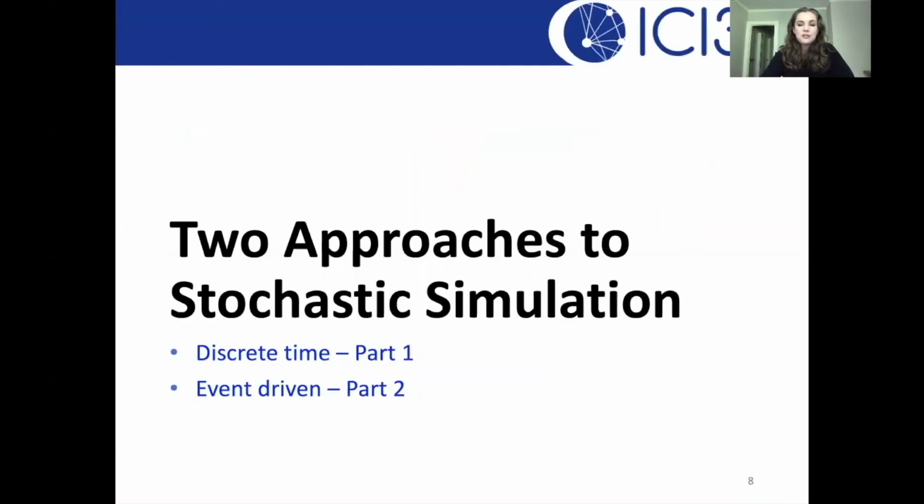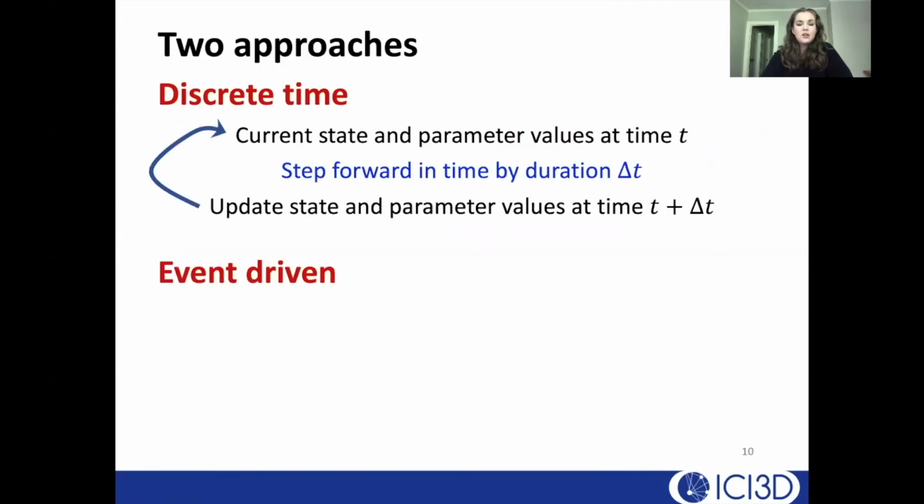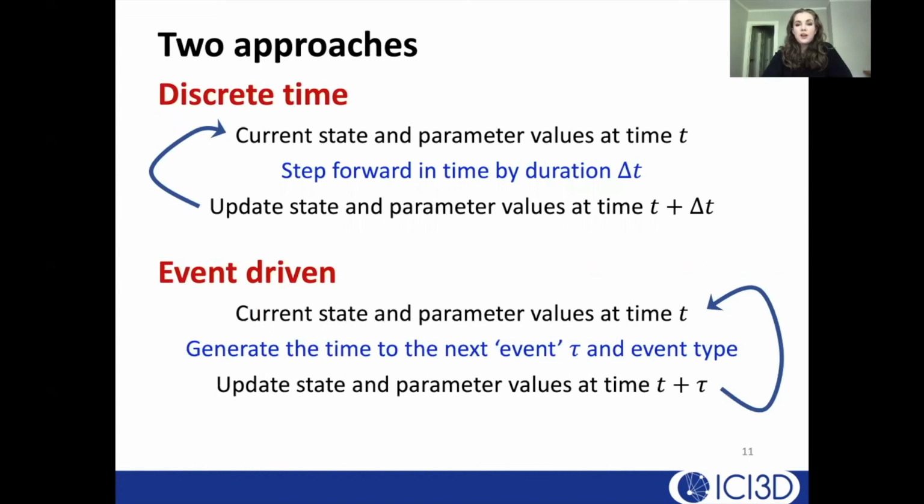So getting into the 2 approaches of stochastic simulation that we'll be thinking about, discrete time and then event-driven, what do those mean? So discrete time simulations are those which have a fixed amount of time in between steps. So you have a current state and parameter values at a current time t, and then your simulation moves forward a fixed amount of time, delta t. So at each step, you update the state and parameter values, and then you have those updated values at time t plus delta t.